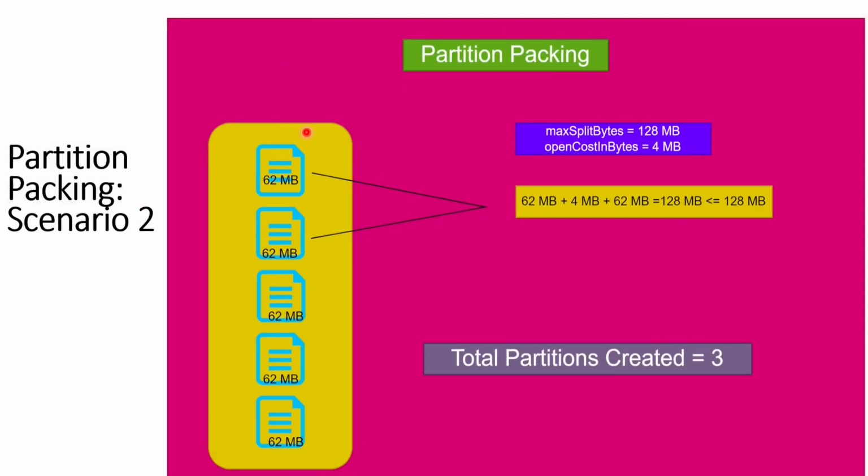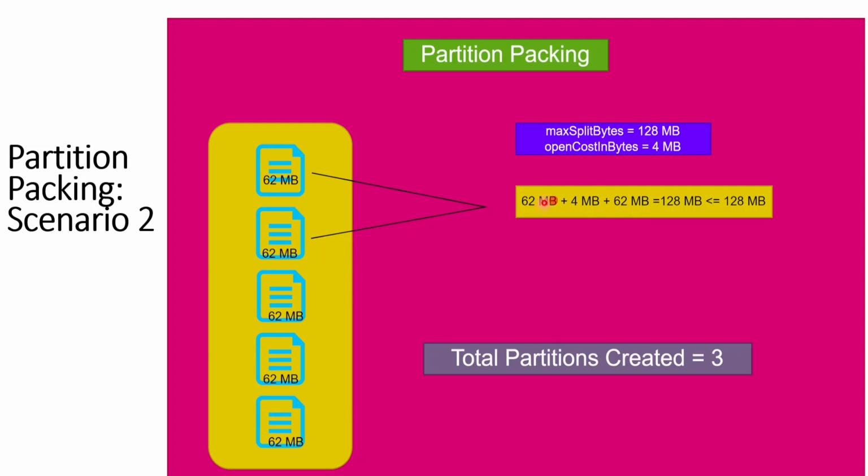One simple minor change. Instead of 63 megabytes, I'm going to keep 62 megabytes. What happens now is, we can assume the same maximum split size of 128 megabytes and open cost in bytes of 4 megabytes. Now the Spark engine will look at the first file, 62 megabytes, which is less than 128 megabytes. Now it will try to add any of the other files. It will try to add the second file. In order to add the second file, it will add 4 megabytes of open cost in bytes. Then after that, it will add the second file, 62 megabytes.